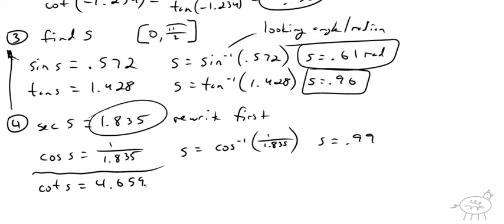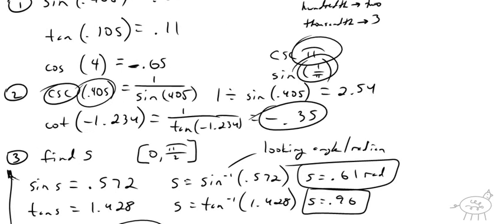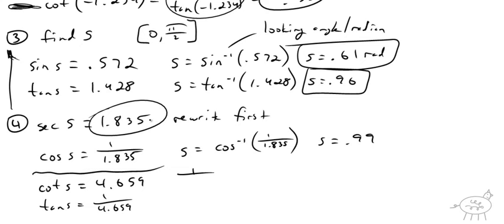Okay, well, let's just rewrite it. So we're going to say, instead of cotangent of S, tangent of S equals 1 over 4.659. Okay, please don't do 1 over tangent of S, right? That's only if you look at number 2. Number 2 is if it's cotangent, you do 1 over the whole thing. Different. That's why you have to put that together. You've got to be careful what you do.